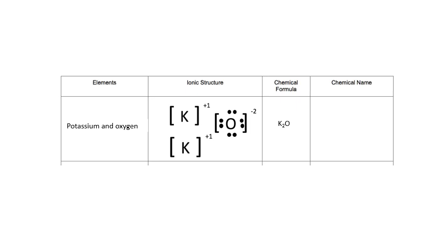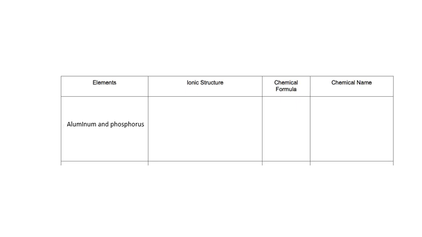And remember, the 2 at the bottom tells you the number of atoms of that element, and then 1 oxygen, understood to be a 1 there, and its name is potassium oxide. Change that ending to IDE. All right, our next one, aluminum and phosphorus.